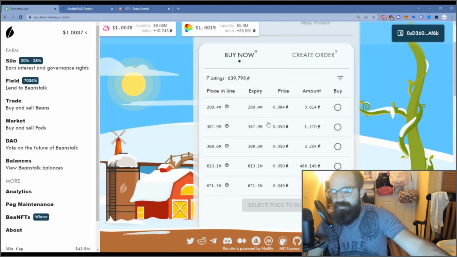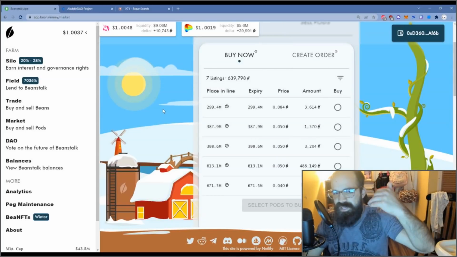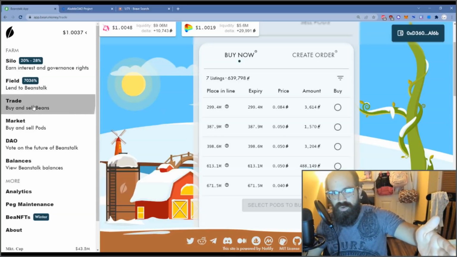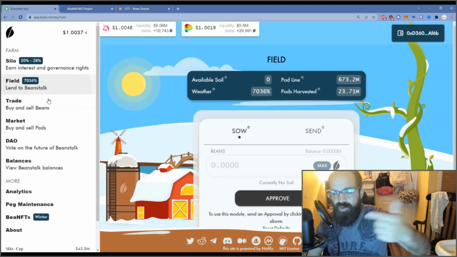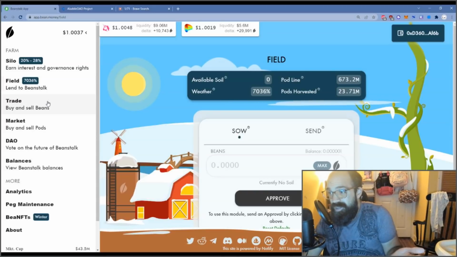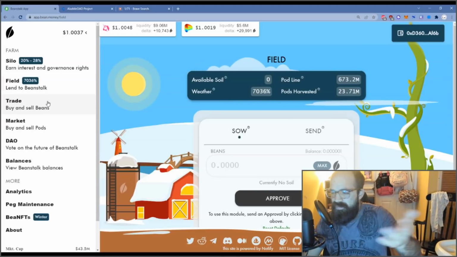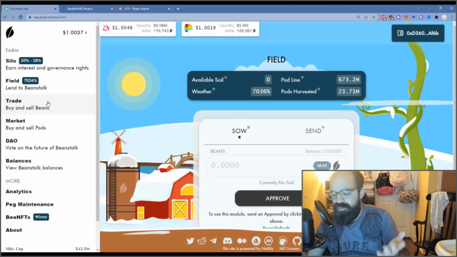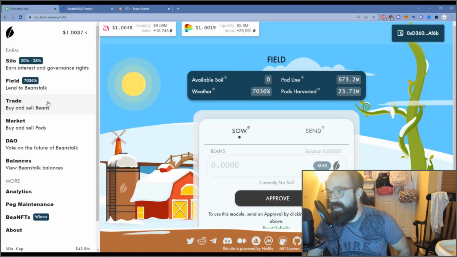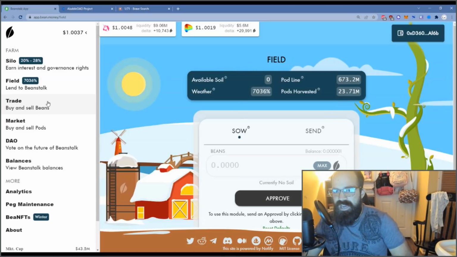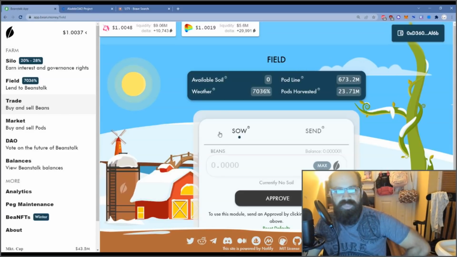So that's great, right? You can still sow your beans for pods and then go to the secondary marketplace and sell your pods for whatever the demand is at that time, hopefully for a profit. And then, there you go, you got beans again.